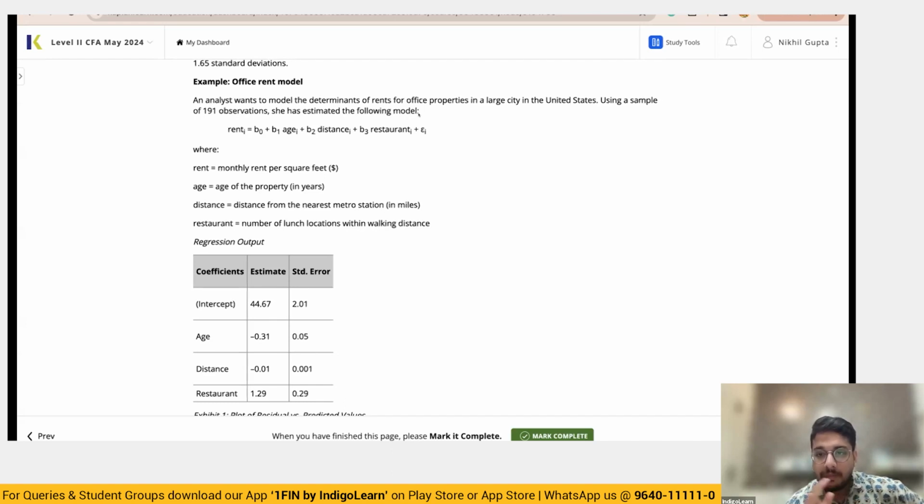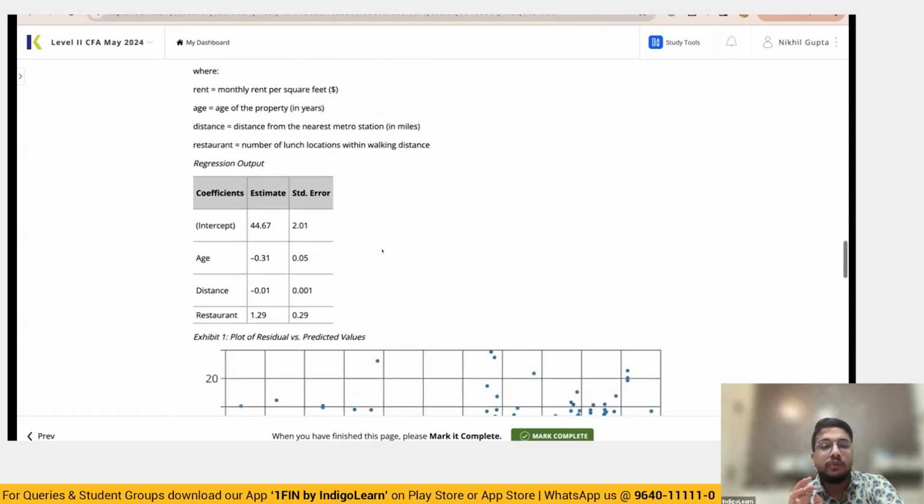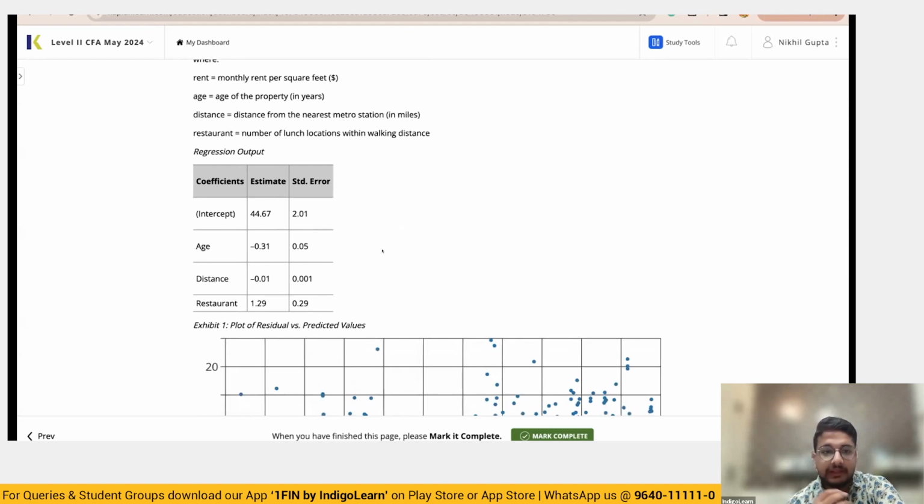Okay. So on the basis of this, we are determining the rent of the office properties in the city of US, in any particular large city of US. I hope the model is clear, right? So when the analyst has tried to build the predictive model, he has come up with these particular values, the coefficients, the estimates. So estimate is showing what is the coefficient value.